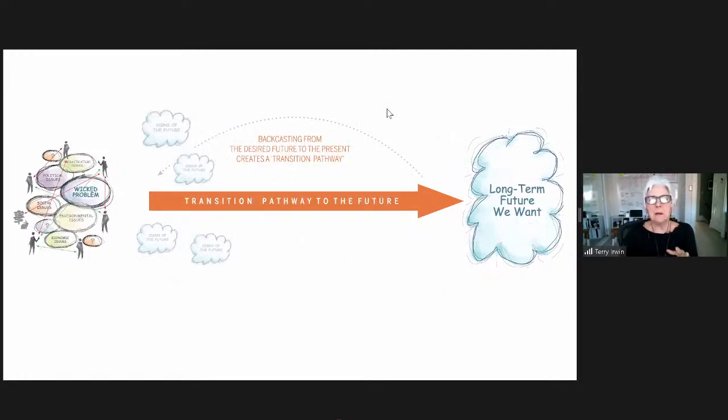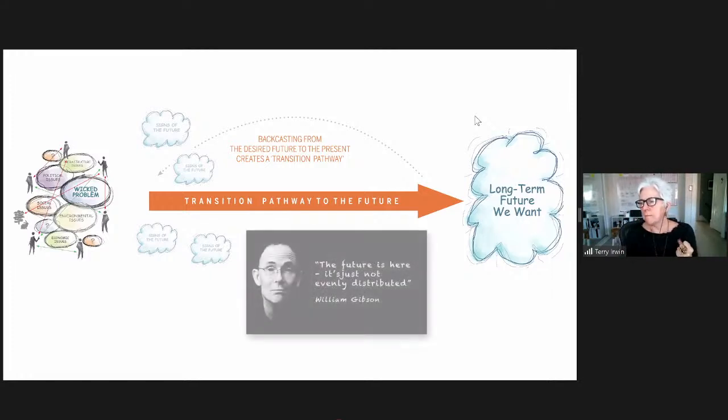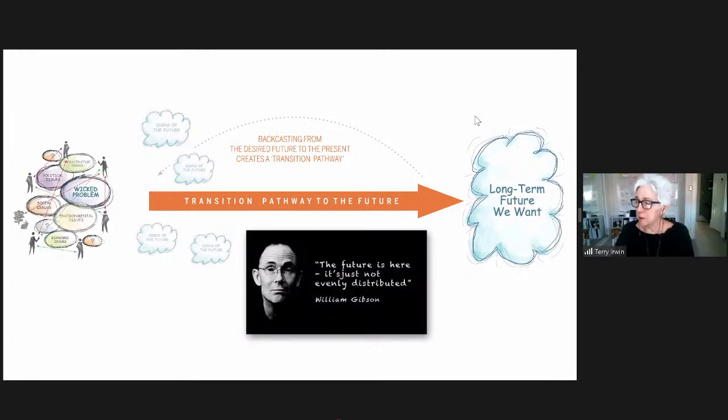But our ultimate objective is to integrate these ideas about the future into solutions in the present. So before we develop those ecologies of systems interventions, we ask, is the future already here? And William Gibson said it is. He argues that the future is already here, it's just unevenly distributed.